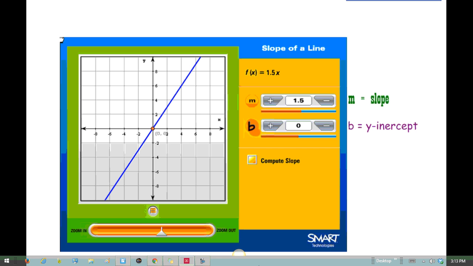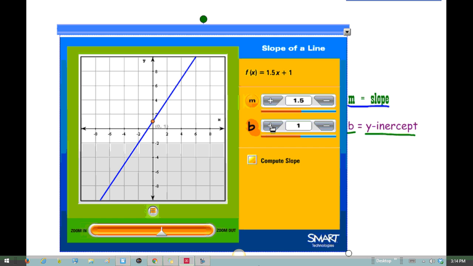On this page, you'll be able to see what happens to a line as I change the slope, which is the m value, and what happens when I change the y-intercept, which is the b value. If I click on this plus here for the y-intercept, notice that the graph moves up. Now it's crossing at 2, now at 3, now at 4 and 5. If I change back the other way, now it's crossing at -1 and -2 and -3 and so on.